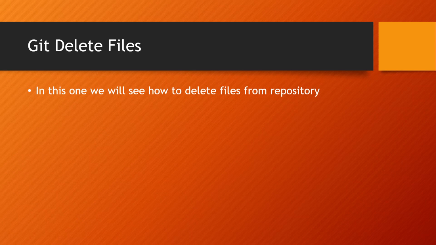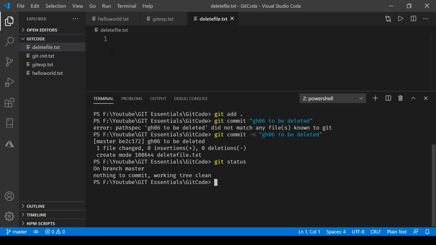In this one, we'll be looking into how we can delete files from a repository. So to do that, let's go to Visual Studio Code. And here you can see I've created a file called deletefile.txt.